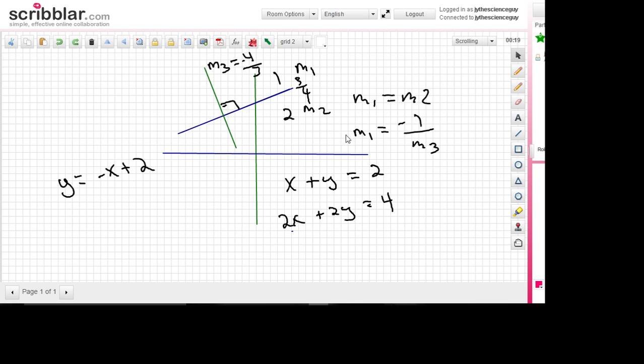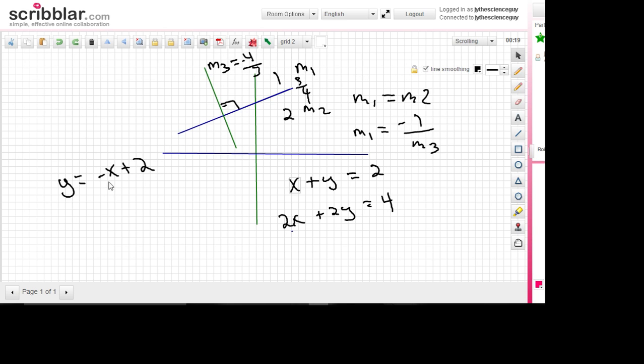Right. Because whenever I take a letter and I move it over to the other side, the only thing that happens with this letter is the sign changes. So that's where I got the negative x from. So that's already in what's called slope-intercept form, right?